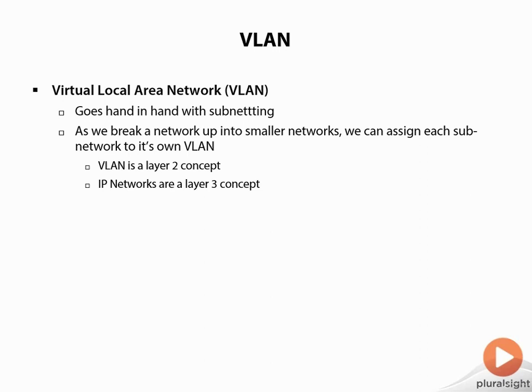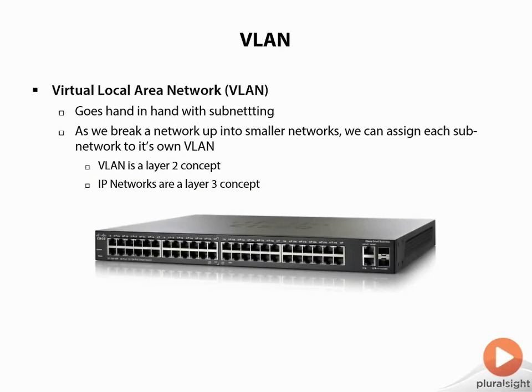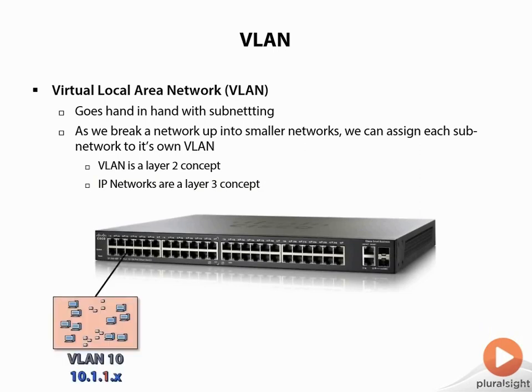As you break a network up into smaller networks, we can assign each into its own VLAN. There are two different layers of the OSI model: a VLAN is a layer 2 concept, and IP networks are a layer 3 concept. So if we have our switch, as we looked at before, we can break it into separate subnets at the IP layer, or layer 3 of the OSI model. We can then assign separate VLANs at layer 2 to coincide with those IP subnets.